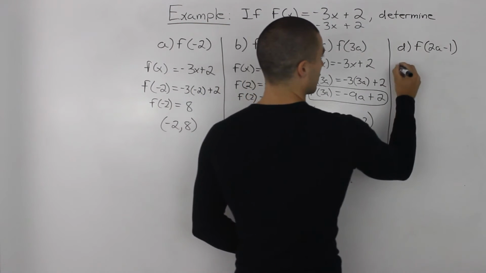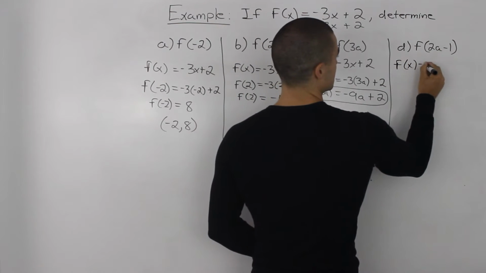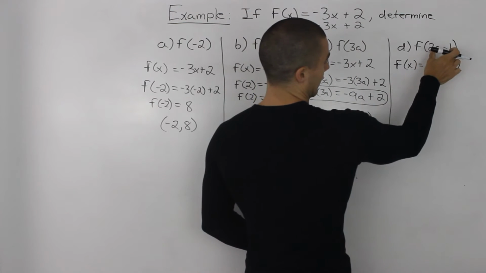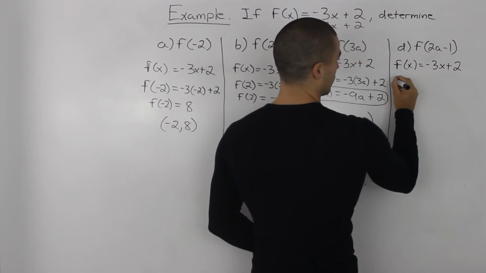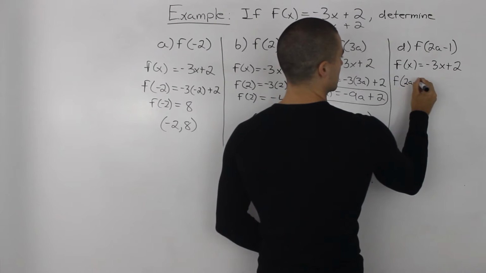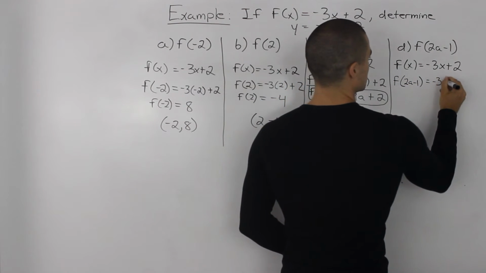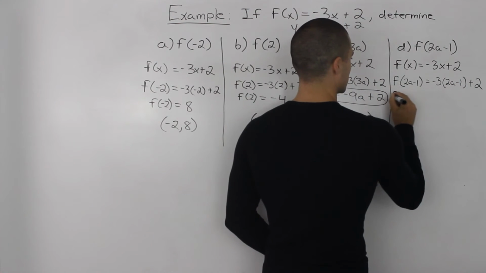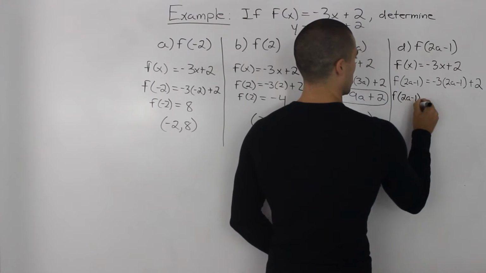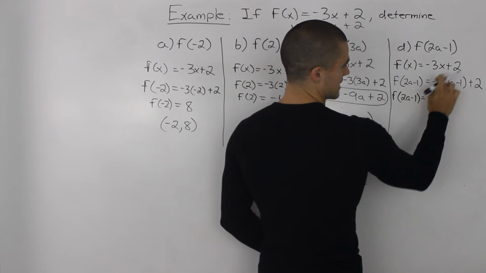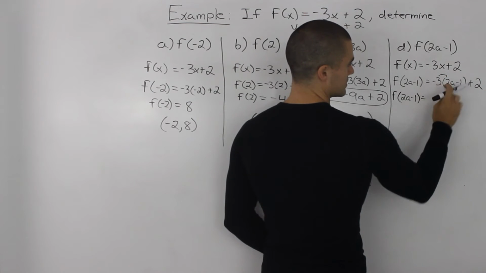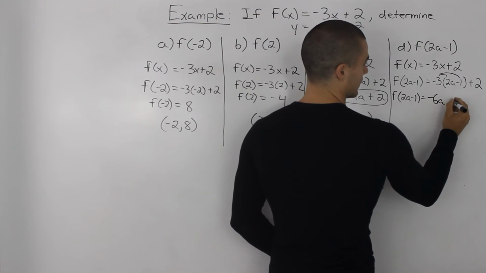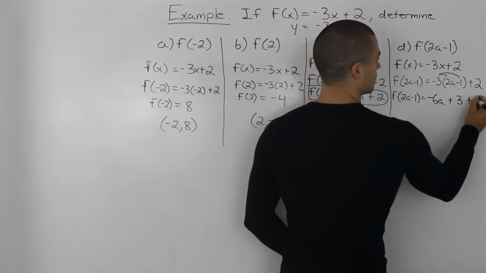And then this last one here, f of x is equal to negative 3x plus 2. Again, rewrite the general function as is. And now this 2a minus 1 we plug in for x. So we would just put that in brackets. So f of 2a minus 1. Now we would distribute this negative 3 inside the bracket. So negative 3 times 2a is negative 6a. And then negative 3 times negative 1 is positive 3, plus 2.